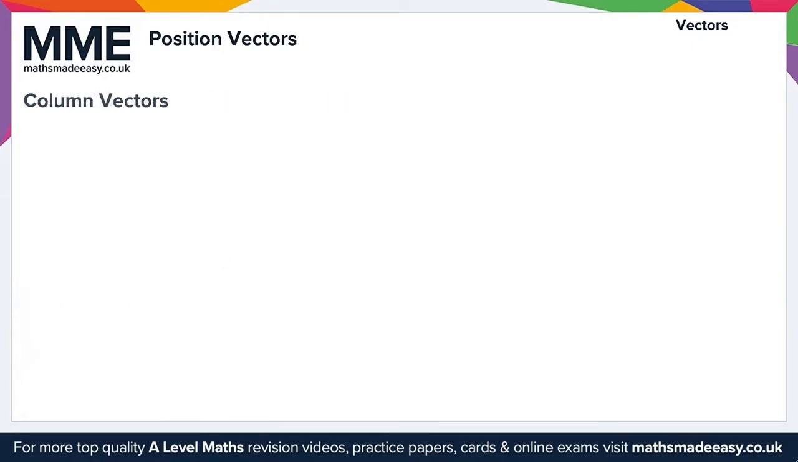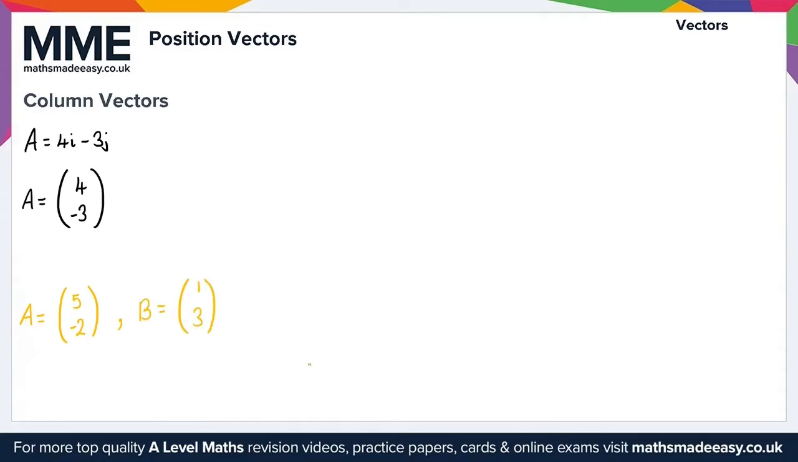And finally, let's take a look now at column vectors. So if we've got the vector A, which is equal to 4i minus 3j, well, if we express this as a column vector, that would simply be 4, minus 3. Now we can simply add column vectors in a nice, easy way. Let's say we've got A, which is 5, minus 2, and let's say we've got B here, which is 1, 3.